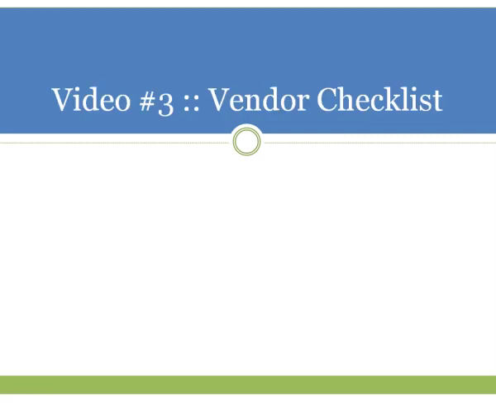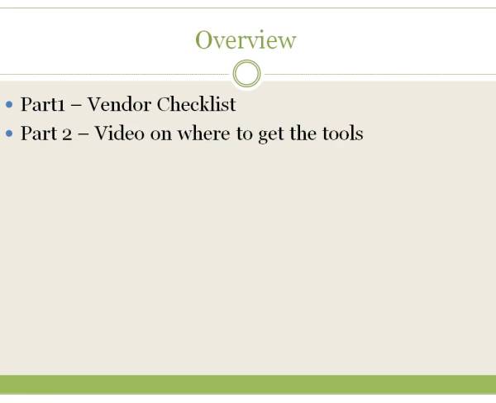We're going to talk about the vendor checklist. Now, this video is going to be split up in two parts. Part number 1, I'm going to talk about what you're going to need to have. And part number 2, I'm going to go over the list of the things that you need to have and show you where to get them online.